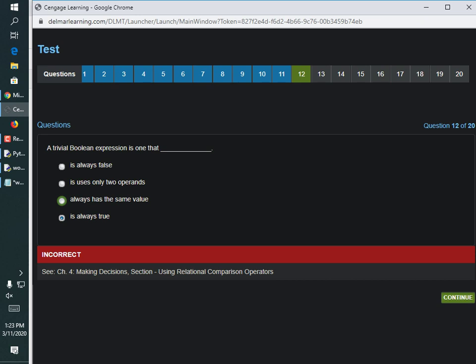They want it always false. Always the same value always is what it says. I clicked the wrong one. Always has the same values. You're right. Oh, because then it's saying it's either always true or always false, but it always stays the same value. Okay. I'll buy that. So a trivial expression is one that always has the same value because it always goes to true, or maybe it always goes to false.